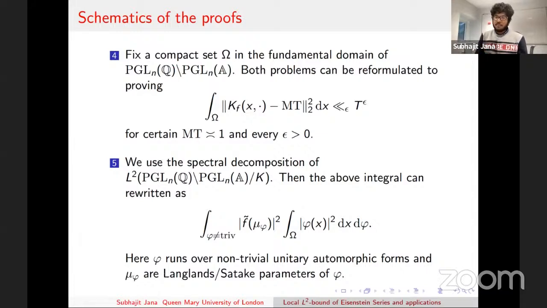You may think that for a Maass form of eigenvalue 1/4 plus t squared on the upper half plane, the Langlands parameters are it, comma, minus it. And then we have an integral over omega of the corresponding automorphic form phi. By the way, phi runs over non-trivial automorphic forms which appear in the spectral decomposition. That's what unitary means here. The main point is that phi is non-trivial. The trivial automorphic form constitutes the main term in the spectral decomposition. Our goal is to understand this whole spectral expansion without the trivial representation, and show that this thing is essentially bounded.